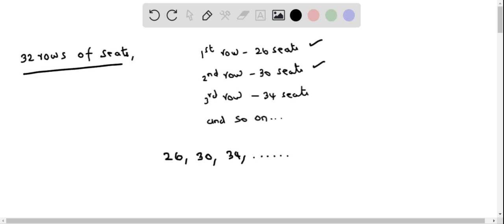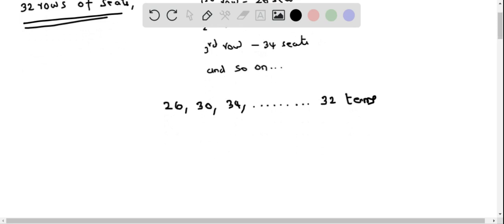And we have to determine the total number of seats when there are about 32 rows of seats. So we can see that this pattern continues for 32 more terms. And clearly this is an arithmetic sequence because every number is obtained if we add 4 to the previous term. That is, 30 is obtained when you add 4 to the previous term, 26. And similarly, we get 34 if we add 4 to the previous term, that is 30. So we see that this difference is a common difference, d equals 4.